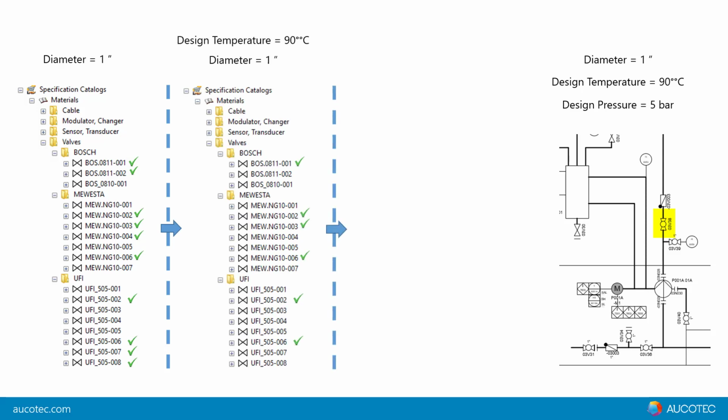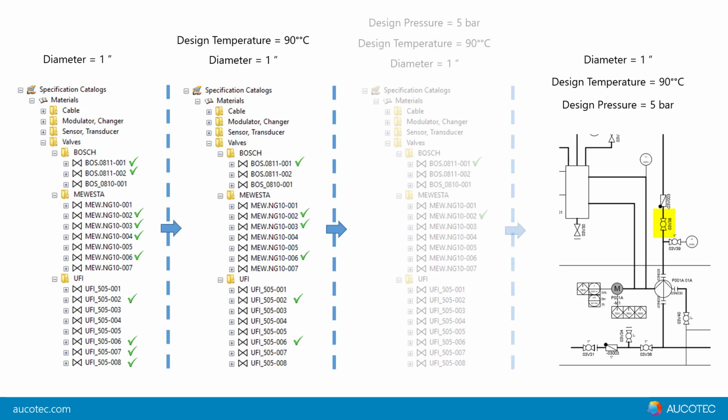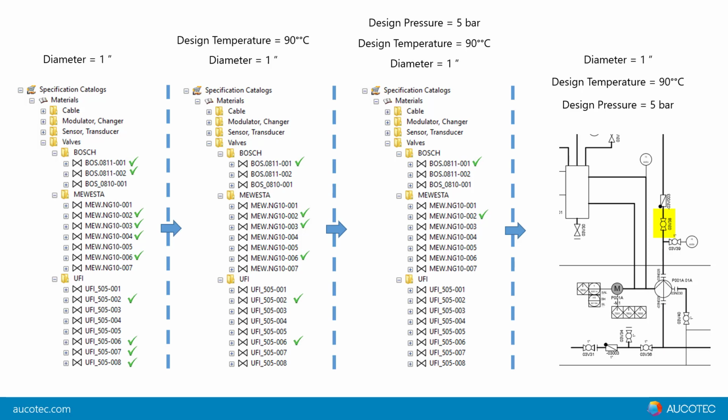The next filter is diameter and design temperature. So again, a lot of other devices are out of my selection. And the last filter is diameter and design temperature and design pressure. So at the end, only two devices are fitting to my specification.